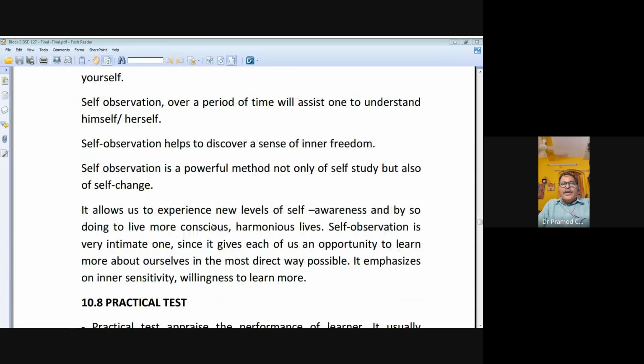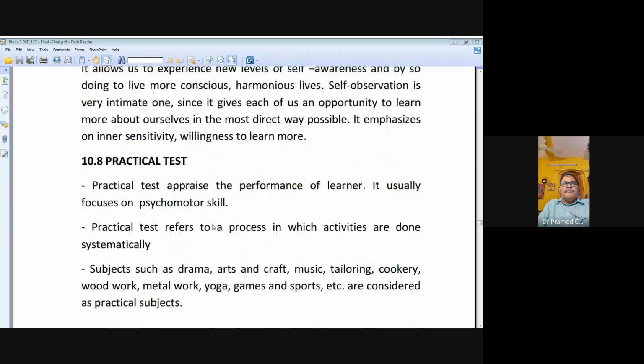When you are aware about yourself, then automatically you will be conscious. You will reflect the matters in your behavior. Then automatically you can control yourself. Your sensitivity will be there. Your willingness will be there. Then automatically you can take the opportunity to learn more and more, and that will help you to develop yourself.